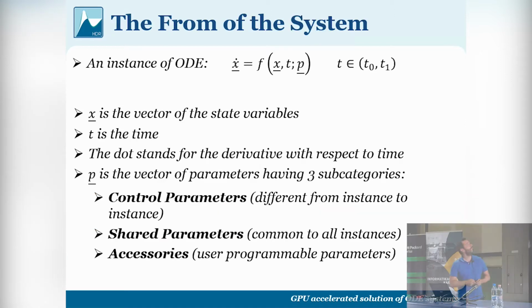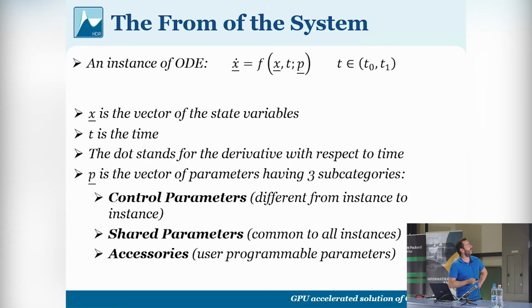So what is the general form of the ordinary differential equation? We can see here: x dot equals f(x, t, p), where x is the vector of the state variables, t is time. It must be emphasized that every instance of an ODE system has its own time coordinates. So each instance has its own initial time t0 and its own final time t1. The dot stands for the derivative with respect to time, and p is the vector of the parameters.